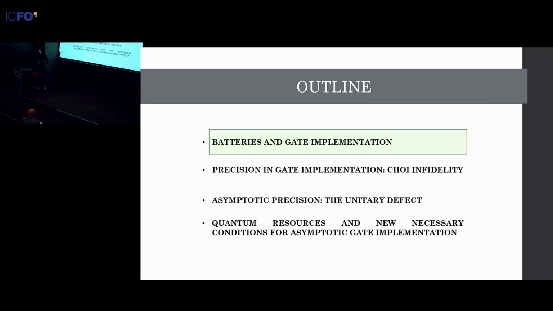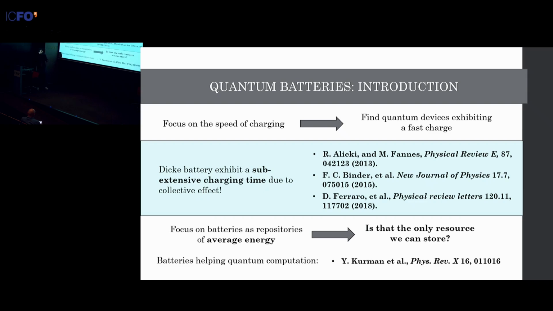First of all, I want to give a brief introduction of the connection between batteries and gate implementation. Quantum batteries is a very active field of research in the last years, and there was a focus on the speed of charging of quantum batteries, obtaining a quantum advantage using quantum devices in the speed of charging. There are many results about this, mainly due to collective effects that you can have in this kind of batteries. But what is interesting for us is that there was focus on batteries as repositories of average energy. This was basically the definition of battery.